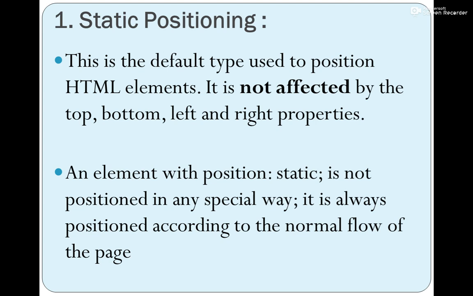So the first type of positioning we will be looking into is static. Now static is the default type of positioning used by HTML elements. What does this default mean? It means if you are not using the position property, then by default the HTML elements have static positioning.